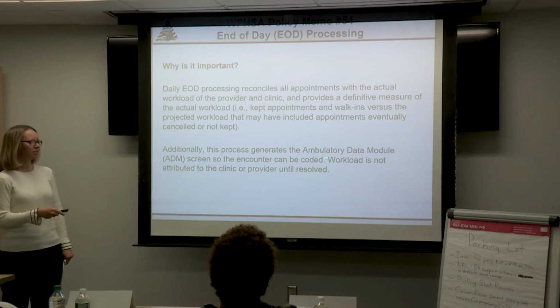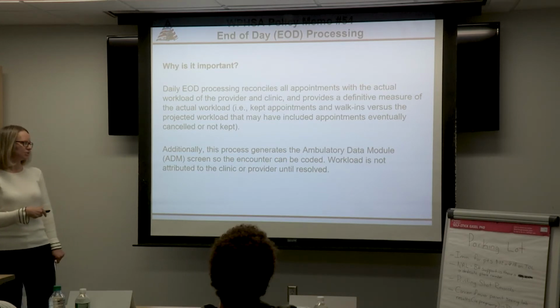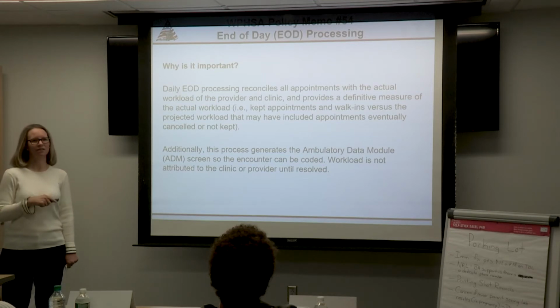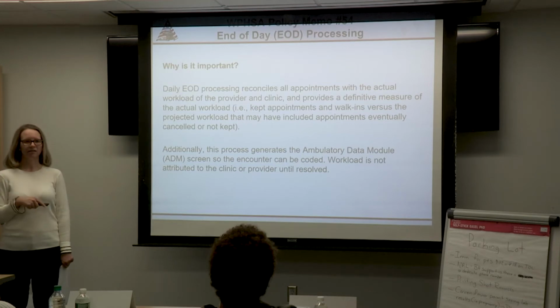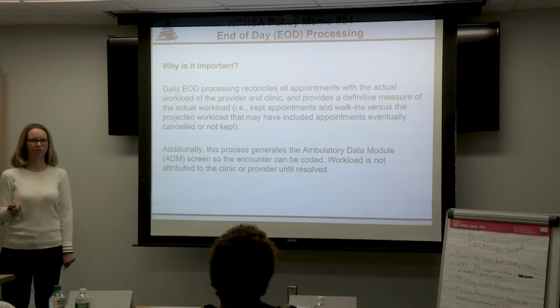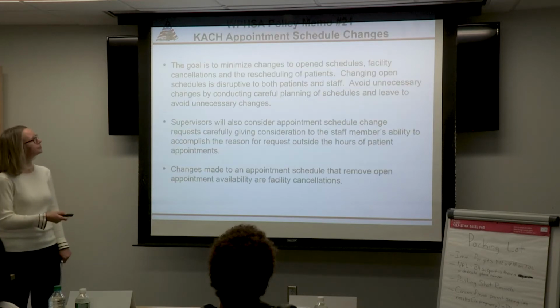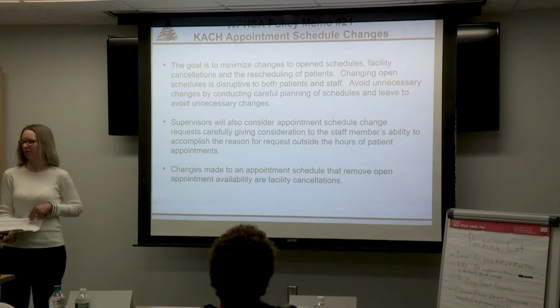Additionally, the process generates an ambulatory data module screen so the encounter can be coded. So that's how important this is. If this is not done correctly and done consistently, those encounters can't be coded by the coders. So any question on policy 54, the part we touched on?